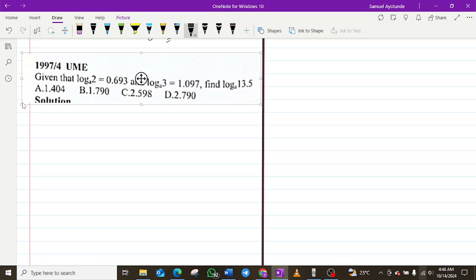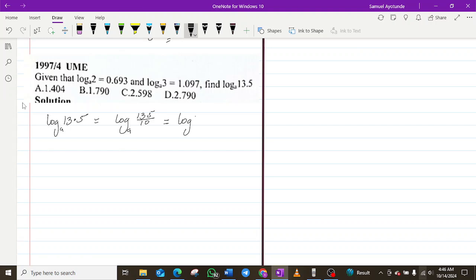So we have log 13.5 base a. So we change the decimal to a fraction. That will be log 135 over 10 base a. From where we can apply the second law, that will become log 135 base a minus log 10 base a. So we have this from here.